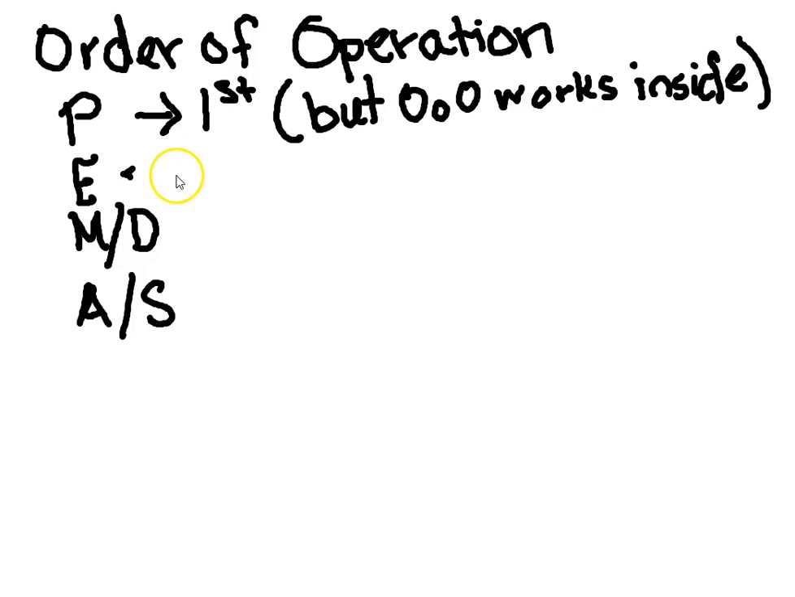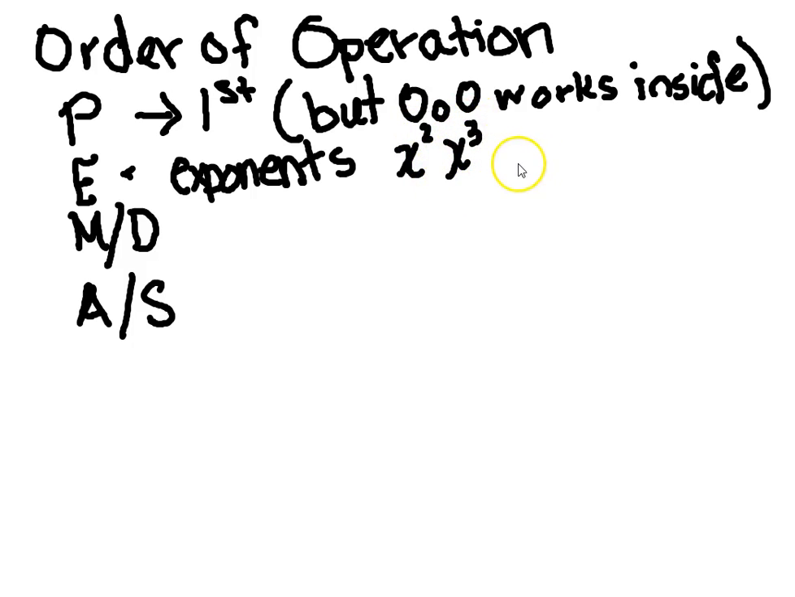All right, exponents. That's the next one. And most of us know about something squared or something cubed, right? A lot of people don't recognize that when you have something like x to the negative 2, what that really means is 1 over x squared.